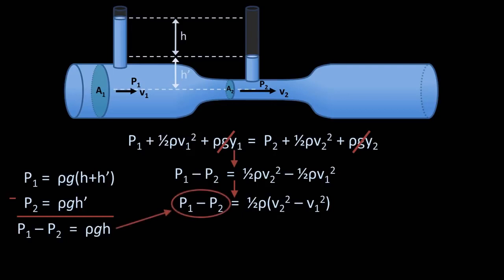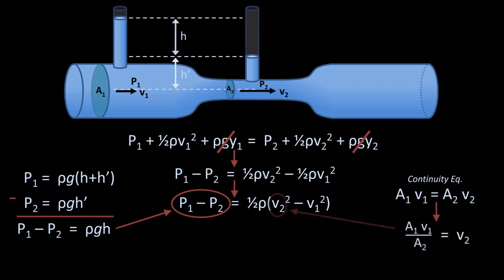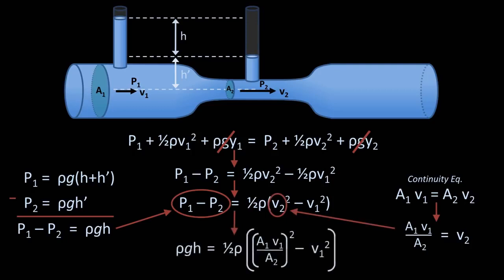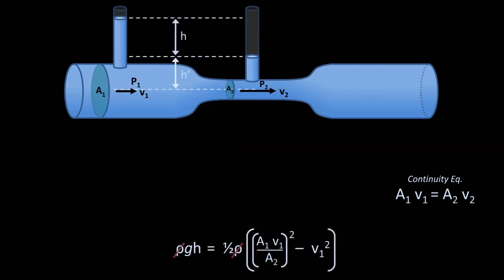The next major trick to achieving the solution to this problem is to remember the continuity equation. A1 times V1 equals A2 times V2. Solve for V2 and substitute that in here. And with these two substitutions, we are left with this. Density cancels, and everything that is left is either given or is what we are solving for.